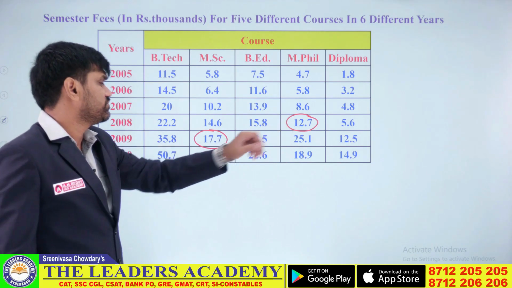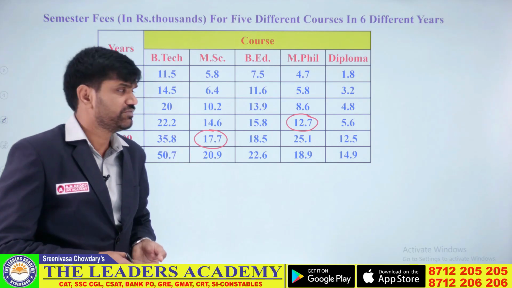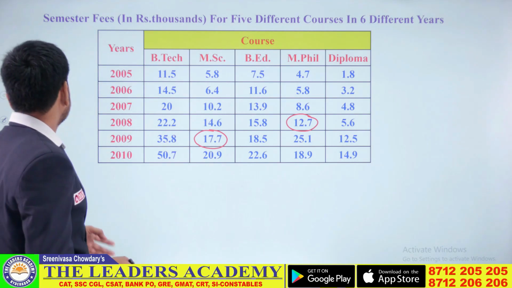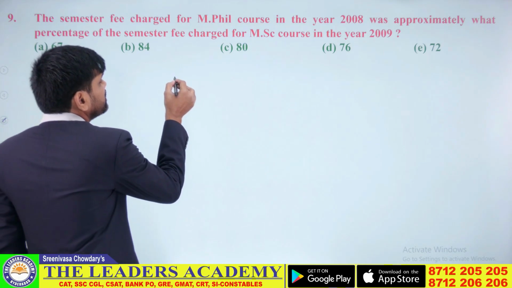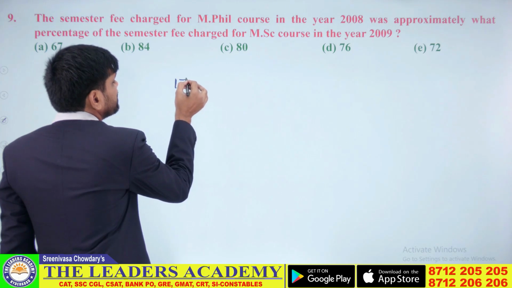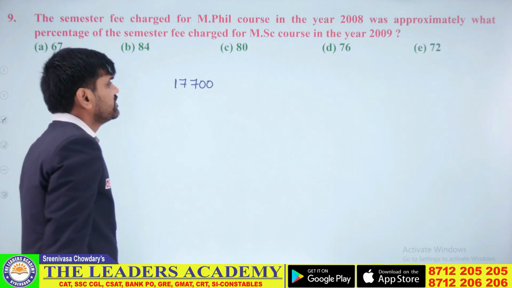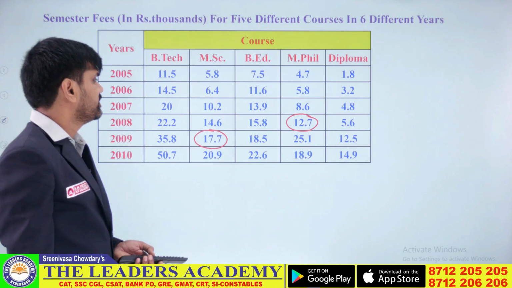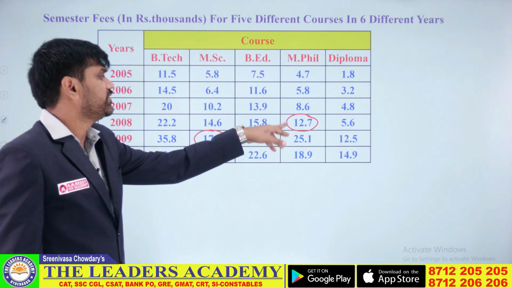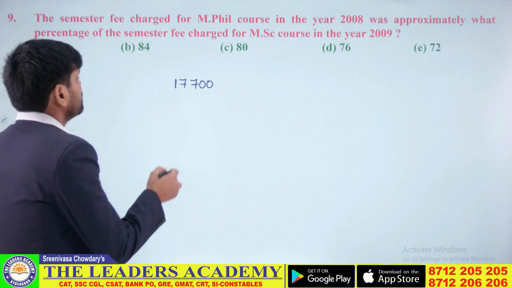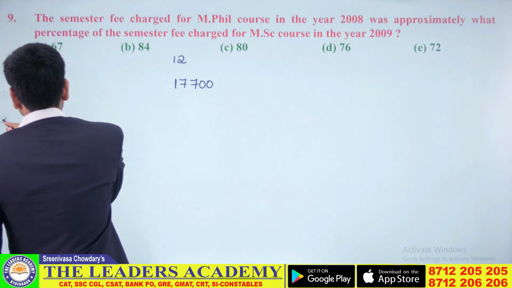MPhil 2008 is 12.7. MSc 2009 is 17.7 thousands anyway. So here they are asking you for this 17.7, which means 17,700. That is the fee charged for MSc in the year 2009. MPhil 2008 is 12,700. So this 12,700, let me write it again.